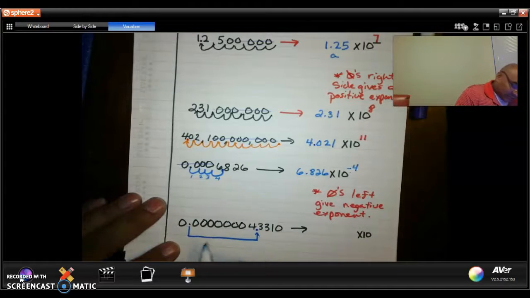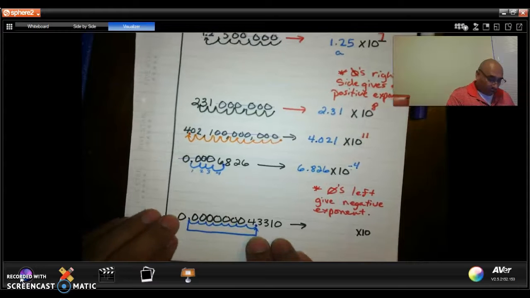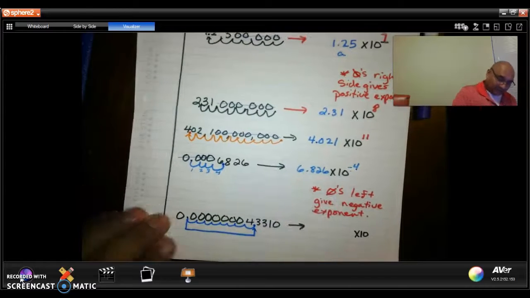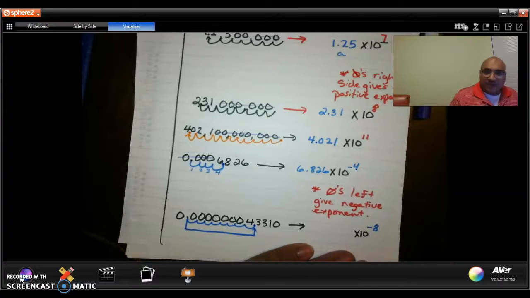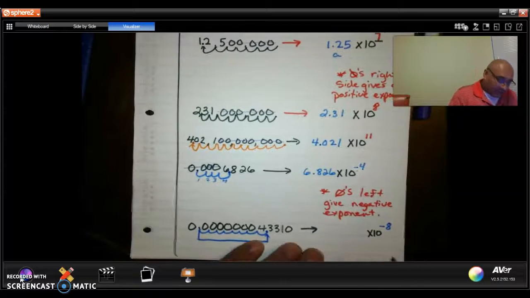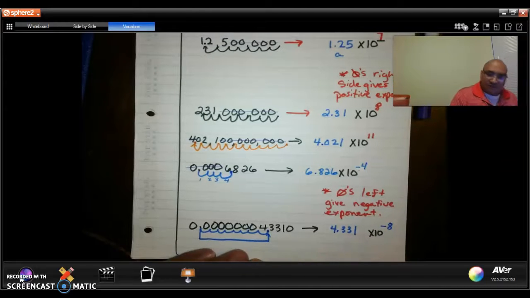All we have to do now is count. 1, 2, 3, 4, 5, 6, 7, 8. And because the zeros are on the left side, I have a -8 power. And then our A is going to be 4.331. I left off that 0. It has no significance.